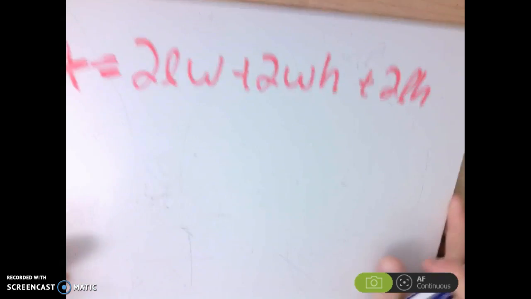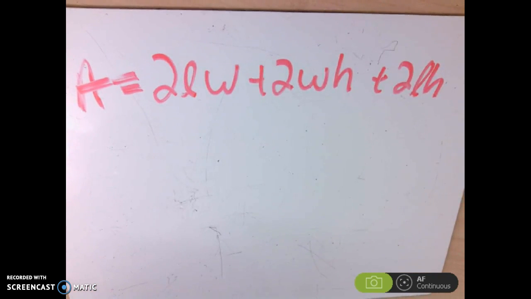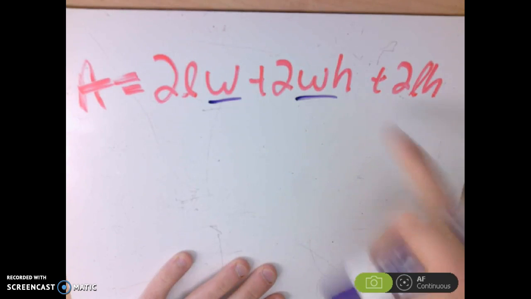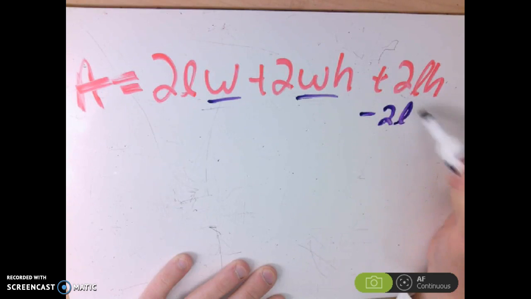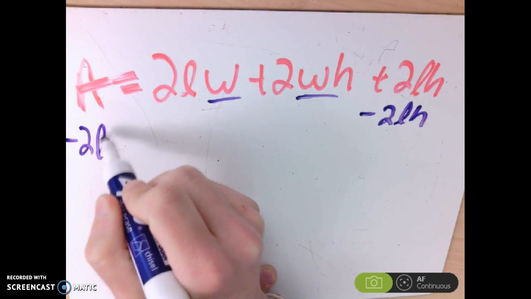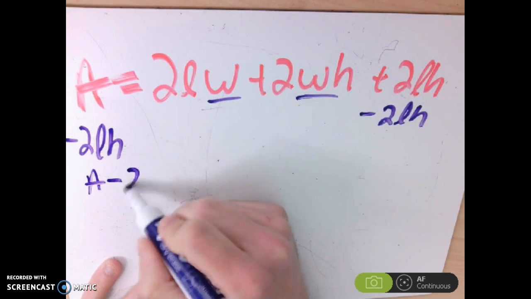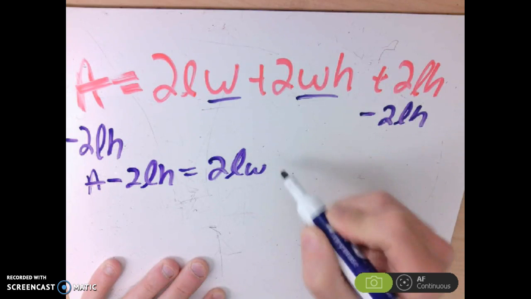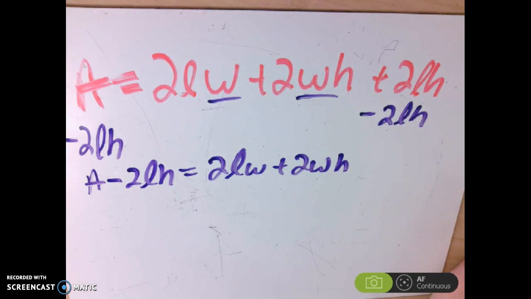Okay, so the next one we see is another literal equation, but now what we're doing is we're solving for W. And so we have a W here and a W here. So what I see is this term doesn't have a W, so I'm just going to move it. So I'll subtract 2LH from both sides. So I get big A minus 2LH equals 2LW plus 2WH. Okay, and I want to solve for W, so that's why I have all my terms with W together.